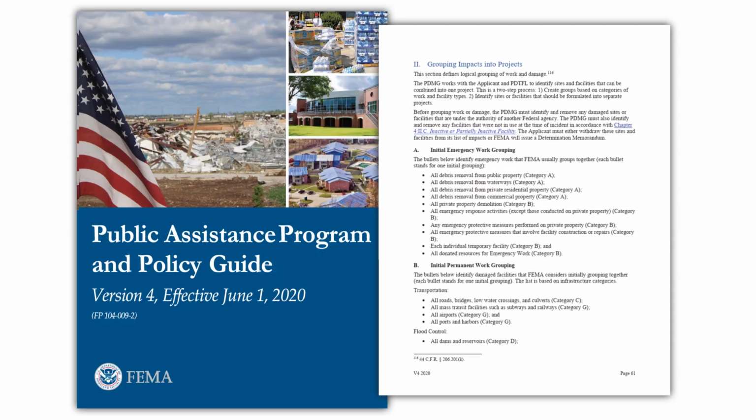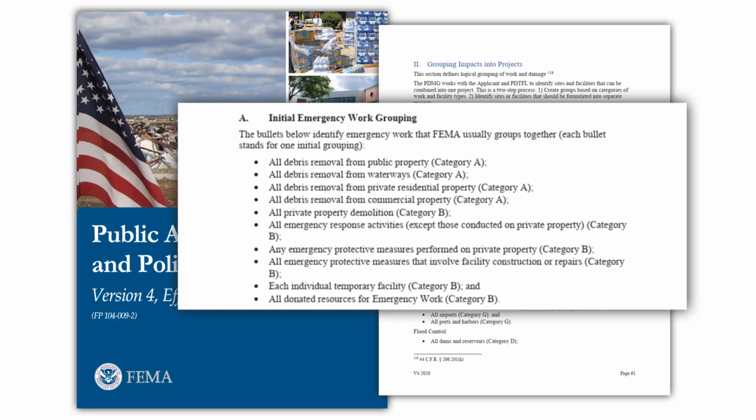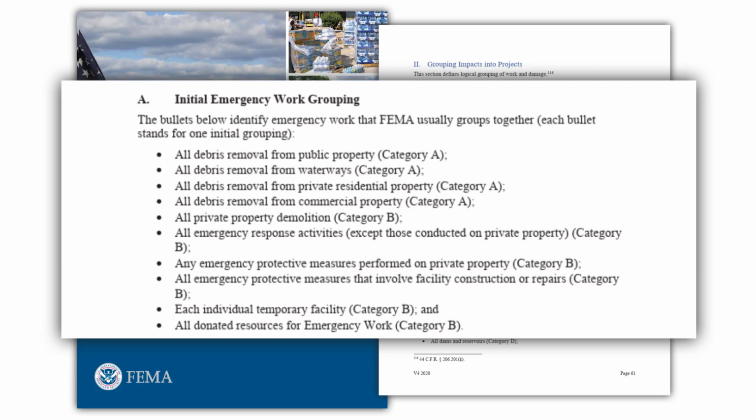Some examples of emergency work that FEMA usually groups together can be found on page 61 of version 4 of the Public Assistance Program and Policy Guide, or PAPPG. These initial emergency work groupings include grouping all debris removal by type of location. For instance, all debris removal from public property, all debris removal from waterways, and all debris removal from private residential property or commercial property when eligible. The PAPPG includes initial groupings for other types of emergency work as well as for permanent work.